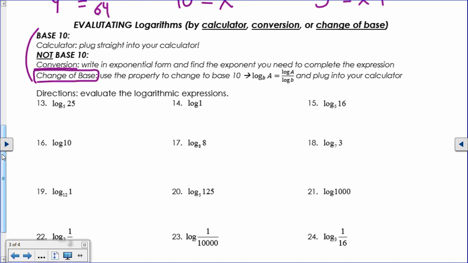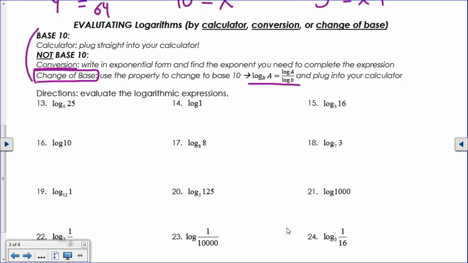So change of base is a property that we know about a log, and it's written right here. What's the change of base? So if you guys have something that is not in base 10, you can still use your calculator to find it. You just have to turn it into a fraction. So if you guys have log base b of a, you're going to do log base 10 of a divided by log base 10 of b.